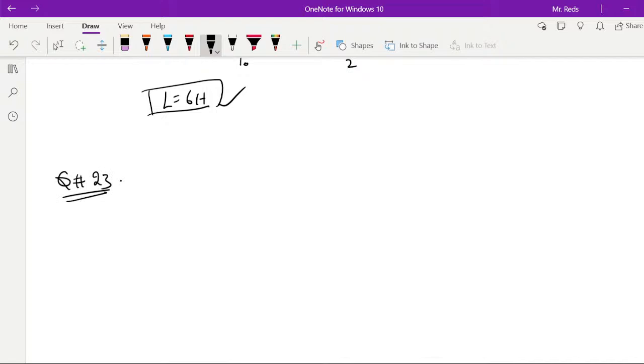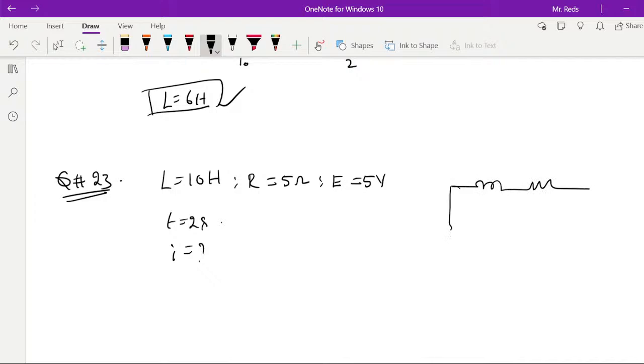Question number 23. An ideal coil of 10 Henry is connected, meaning inductance L is equal to 10 Henry, in series with a resistor of resistance 5 ohm and a battery of EMF E equal to 5 volts. 2 seconds after, meaning after t is equal to 2 seconds, the connection is made, what is the current I? You don't know I naught, but since L and R are connected in series to a battery, using E and R you can find I naught.